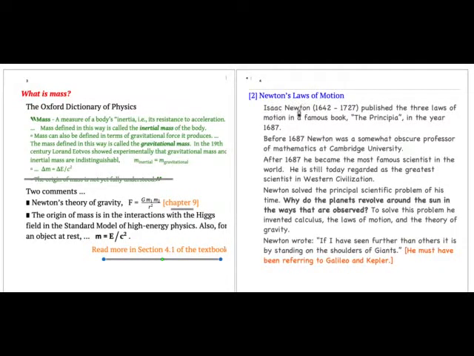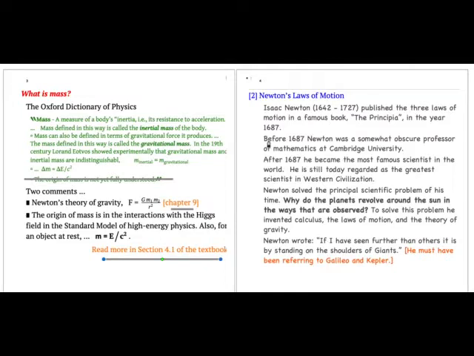Isaac Newton lived 1642 to 1727, a little after Galileo. In fact, Galileo died in 1642, and Isaac Newton was born in 1642. And he lived a fairly long life. He lived until 1727. He published the 3 laws of motion in a famous book, the Principia. It was all written in Latin, of course, in those days. That was published in the year 1687.